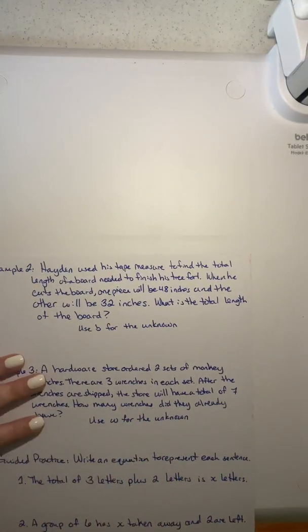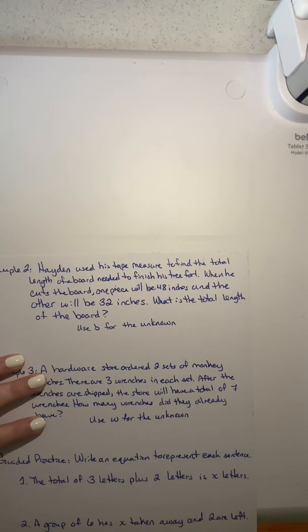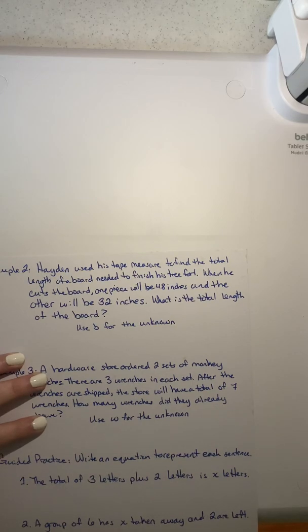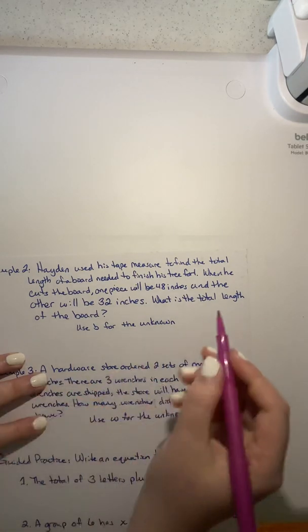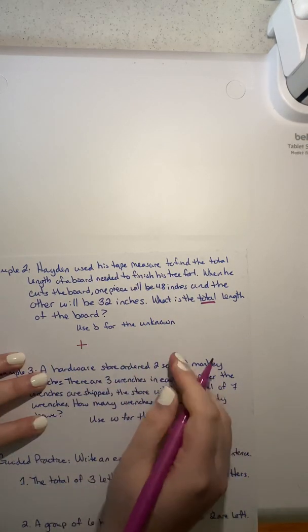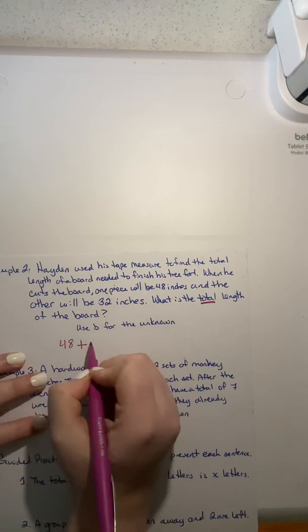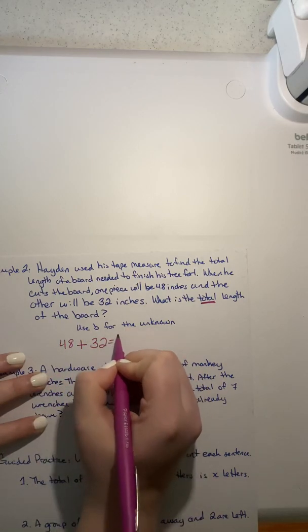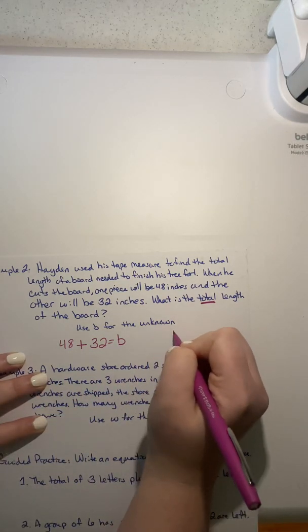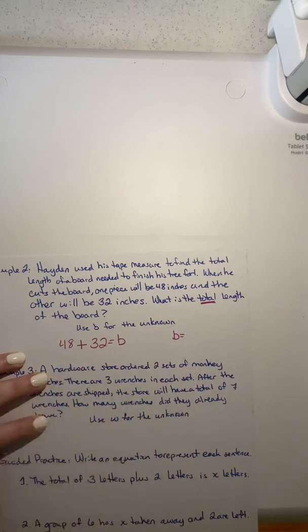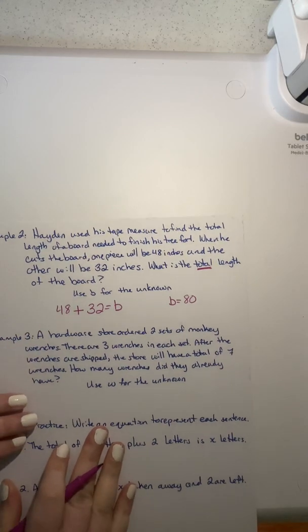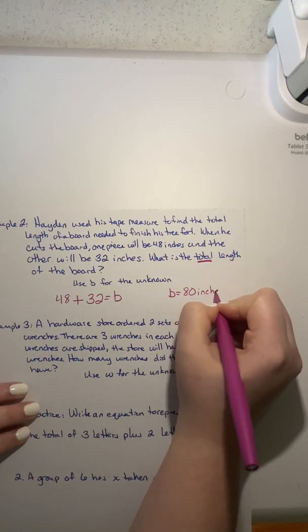Hayden uses tape measure to find the total length of a board needed to finish his tree fort. When he cuts the board, one piece will be 48 inches and the other will be 32 inches. What is the total length of the board? Now, it says total. So we're going to add. So we have 48, we have 32. Use B for the unknown, it said, equals B. Which, if we want to solve it, what does B equal? You just add those together. So it would equal 80 inches. I'll write inches on there.